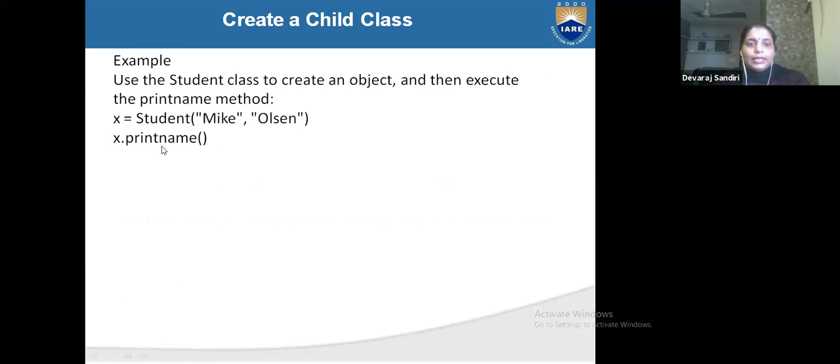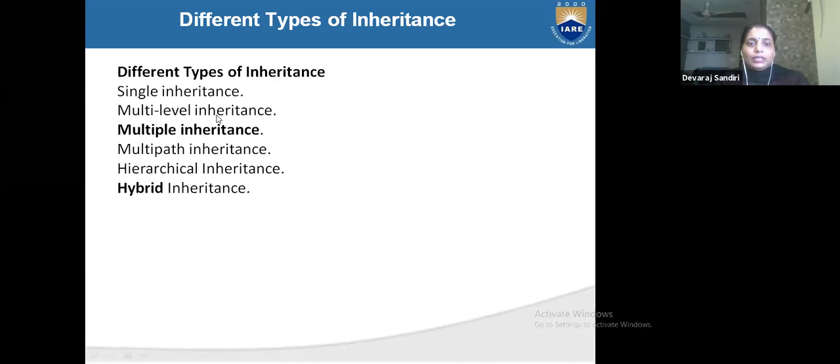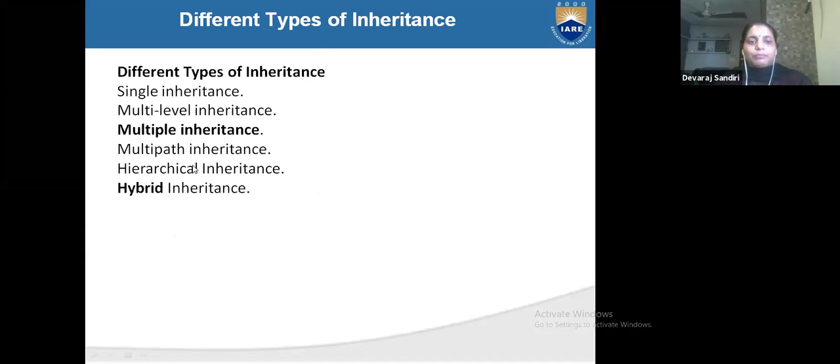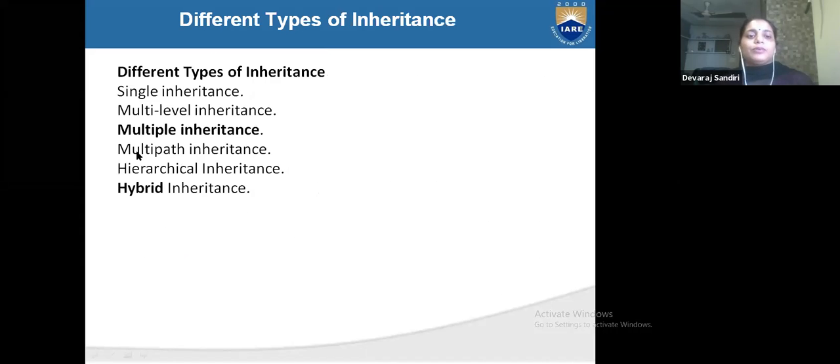Now create a child class. When you are creating a child class, then you have to write... where is the program? The program is in execution. Before that, I will tell you the different types of inheritance. On execution, I will show you the child class and parent class, but before that, the different types of inheritance.